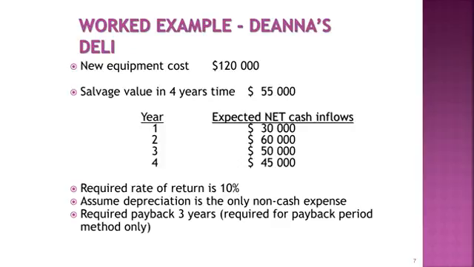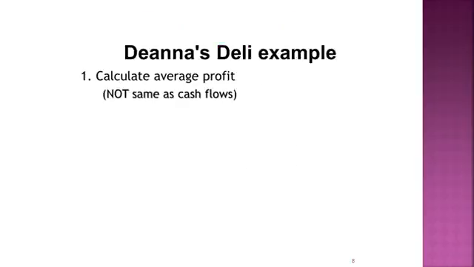We've got 4 years and the expected net cash inflows for 4 years. So year 1, we expect to get $30,000 as a net cash inflow. Year 2, $60,000. Year 3, $50,000. And year 4, $45,000. The required rate of return for the firm is 10%. We assume that depreciation is the only non-cash expense, and the required payback period is 3 years, and that is required for the payback period method only.